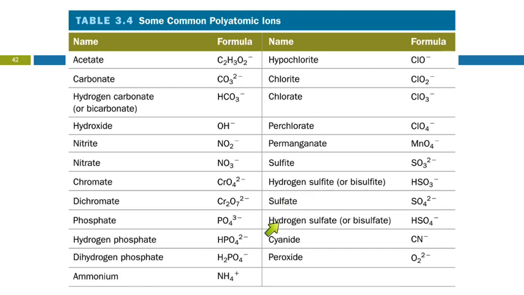Over here we've got, here's phosphate, PO4 3-. Hydrogen phosphate has one hydrogen ion on it, so then the charge is 2-. Dihydrogen phosphate, di means two, it has two hydrogens. Most of these end in either ATE or ITE, and most of these have oxygen in them. A couple of weird ones are cyanide and peroxide. Here's hydroxide, OH-. That one's very, very common. You just have to memorize them.